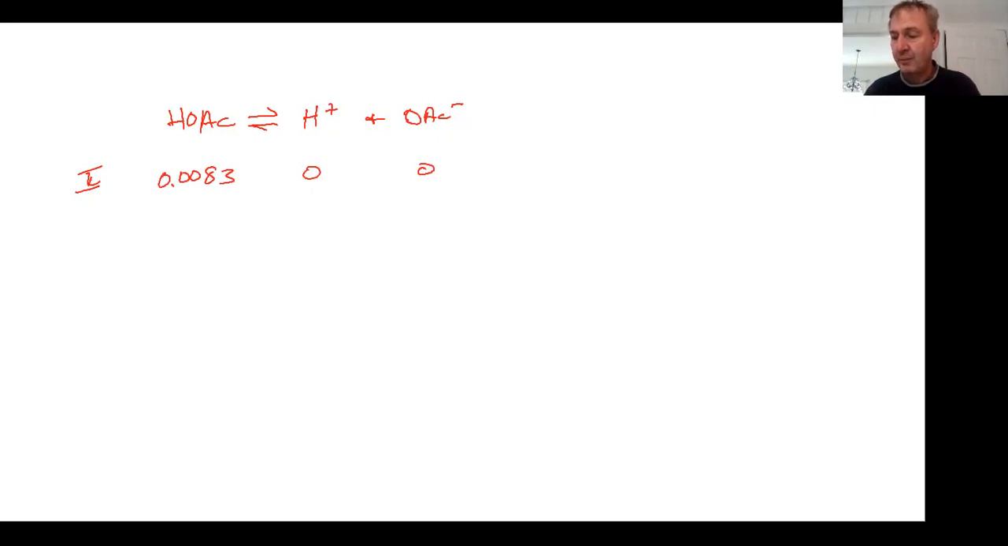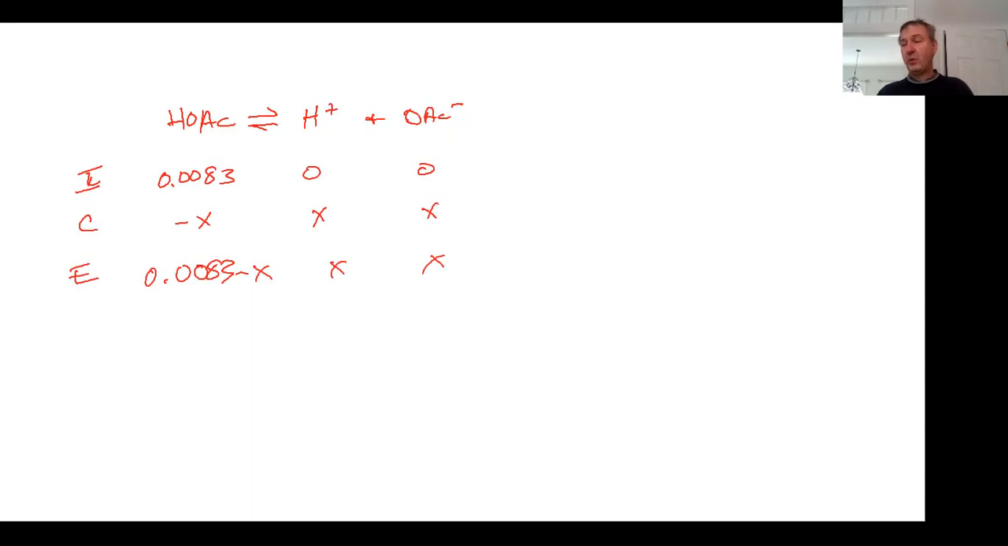How much? Well, for every amount that comes apart, there'll be some amount that's lost. Let's say 0.001 moles of HOAc falls apart. It produces 0.001 moles of both H plus and OAc minus. Here's the change. And so at equilibrium, what you have is 0.0083 minus X. That's X, and that's X. Those are what you have.